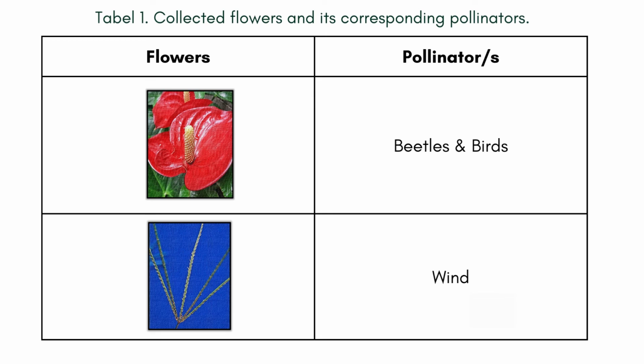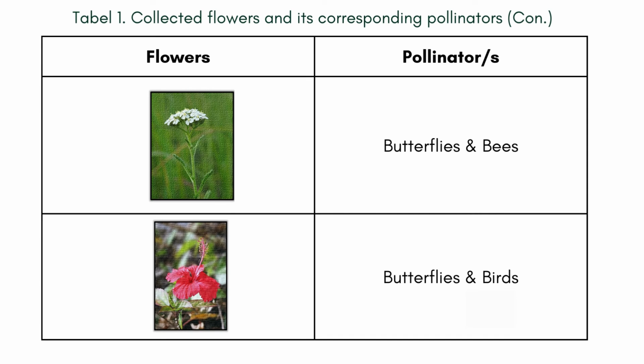Next is the Cynodon dactylon. The pollinator of this plant is solely the wind since it has dull green in color and has no odor nor nectar in it, hence not attracting any other pollinators other than the wind. The pollen are not sticky.